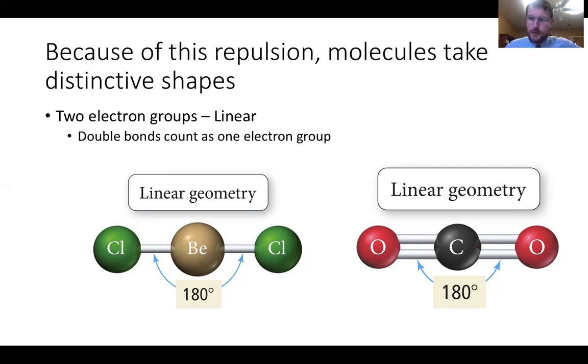I'm showing you CO2 here just to show you that the double bond will repel just like a single bond, and so there is no difference. A double bond acts as a single bond, as an electron group. 1 electron group for a double bond, 1 electron group for a triple bond. I just want to make that clear. So if there's a central atom with 2 electron groups, it is always linear, always linear.